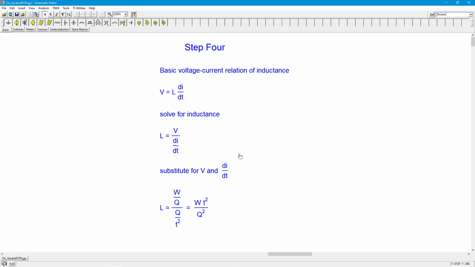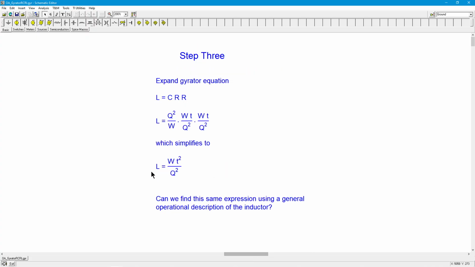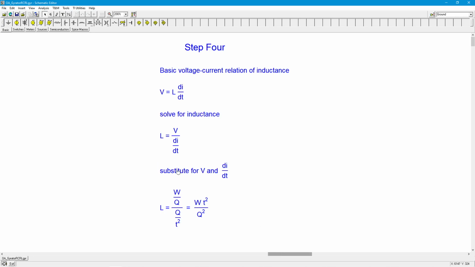So the current itself is coulombs per second, and the rate of change of current with respect to time is coulombs per second squared. So Q over T squared. So V is the work over charge, and then dI/dt is Q over T squared. Again, just do a little manipulation on this. Instead of dividing by this, multiply by the reciprocal, and we get W T squared over Q squared. In other words, energy times time squared divided by charge squared. If you're short on memory, that's the same exact equation we got from the gyrator equation. We work this thing down, we get W T squared over Q squared. We work this down, we get W T squared over Q squared. They equate. They're the same.